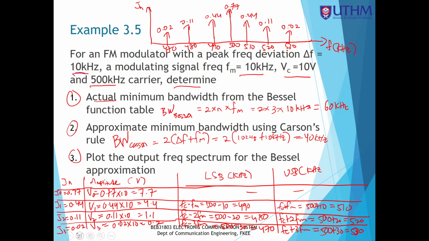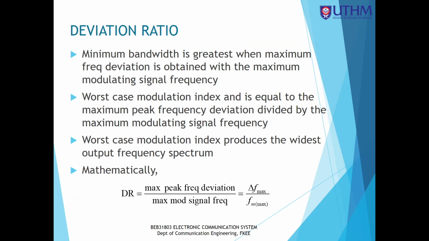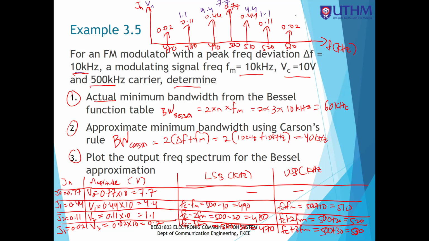If you want to draw the amplitude spectrum, just change the values to amplitude. That means if this is a Vn amplitude spectrum, this is 7.7, as we have calculated in the table. The values that we have calculated in the table, 4.4, this is 1.1, this is 1.1, this is 0.2, 0.2. So this is the amplitude spectrum.